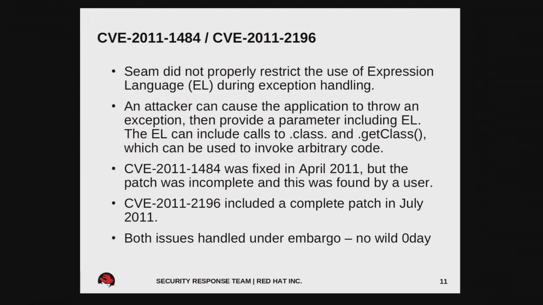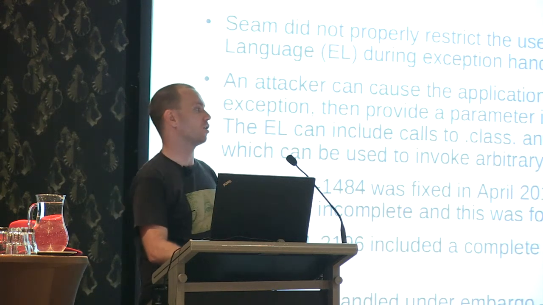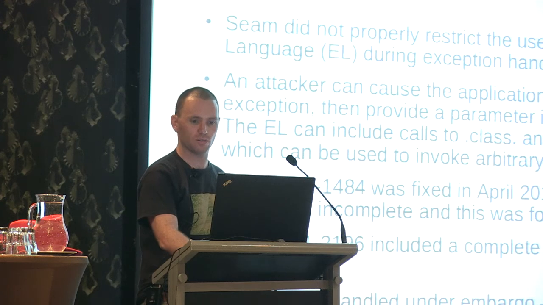So then you could execute arbitrary code. Just by passing the appropriate GET parameter to an application that was running Seam, you could tell it to execute arbitrary Java code in the context of the JBoss JVM. There are two CVE IDs here, because we had 2011-1484 where we fixed .getClass, the method, but we didn't fix .class, the property, which .getClass is actually just an accessor for. So we had to get a whole new CVE ID and release a separate patch. The good news is that both were handled under embargo, and there was never any live 0-day for either of them.